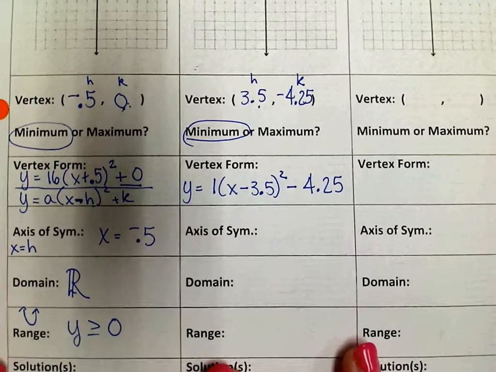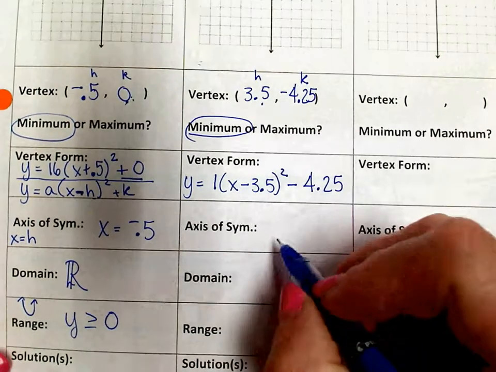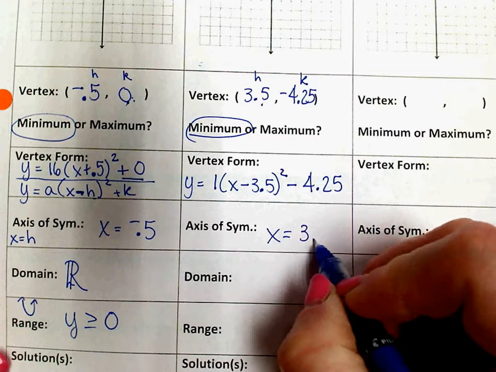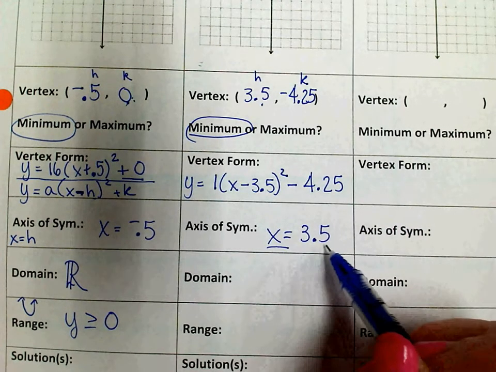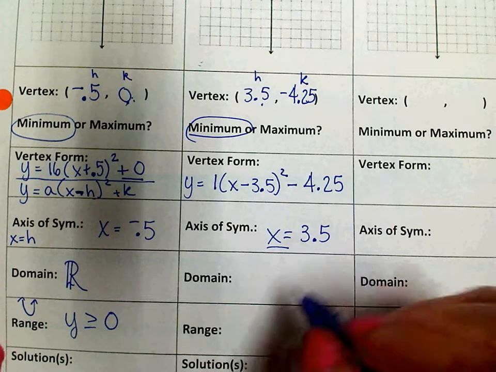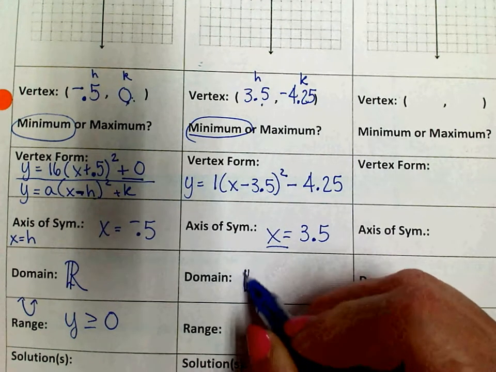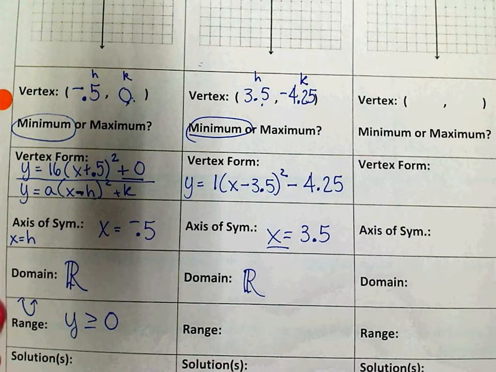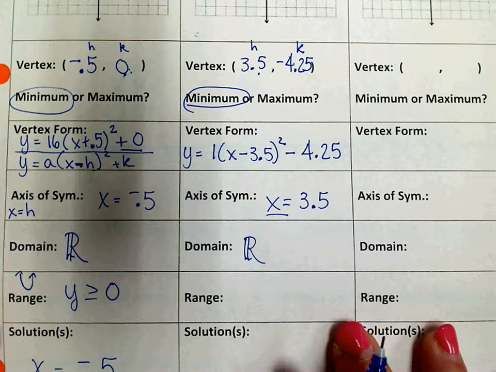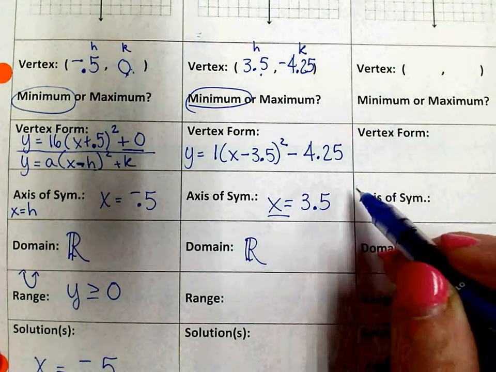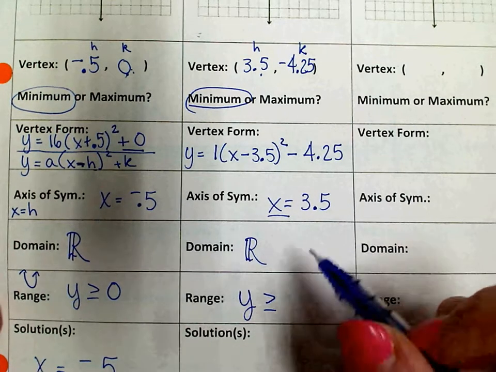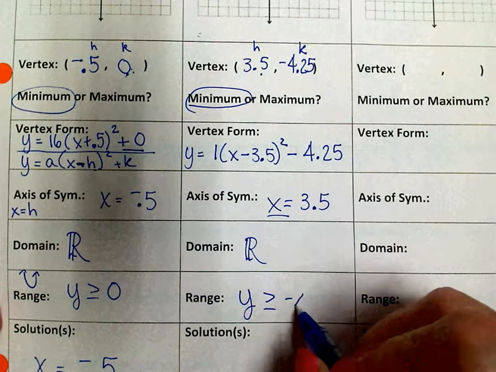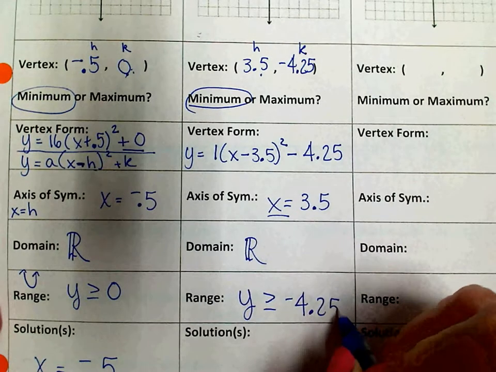My axis of symmetry happens at x equals h. You must include the x equal with this. If you just put 3.5, your answer is wrong. My domain for any parabola that opens up or down is all real numbers. Since this one is opening upward, my range is going up, so I'll use a greater than sign with the value of k, negative 4.25.